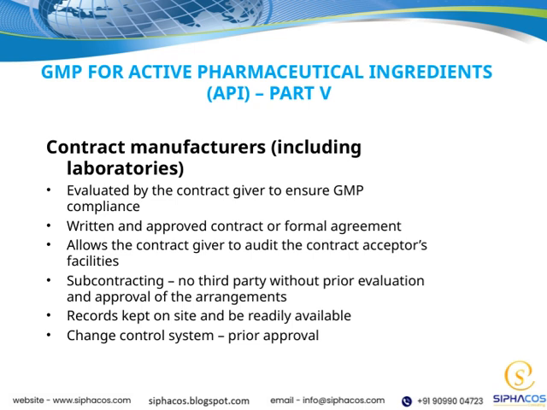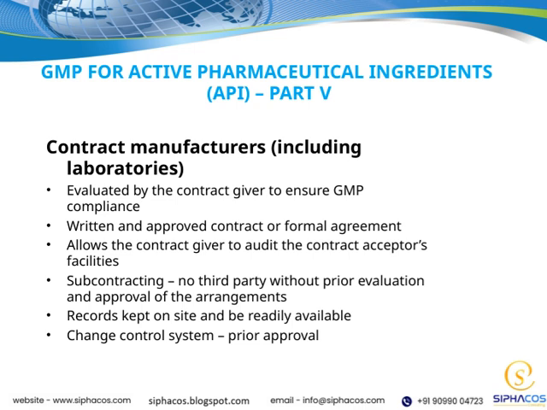When it comes to subcontracting, it's crucial that no third party is involved without prior evaluation and approval. This keeps the supply chain transparent and controlled. Records must be kept on-site and readily available for inspection. This documentation is vital for traceability and accountability. Additionally, a robust change control system is essential. Any changes to processes or procedures require prior approval to prevent deviations from GMP standards.